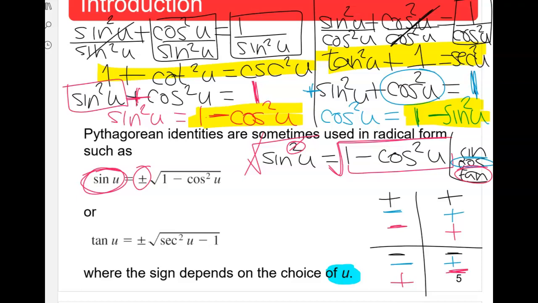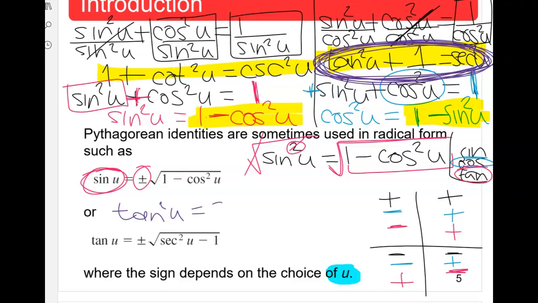Okay, so what I wanted to actually write was going to be coming from this equation here, which is a variation of the Pythagorean identity. So if we do have tangent square of u plus 1 equals secant square of u, I'm going to take the 1 to the right side, so it will be tangent square of u equals secant square of u minus 1.